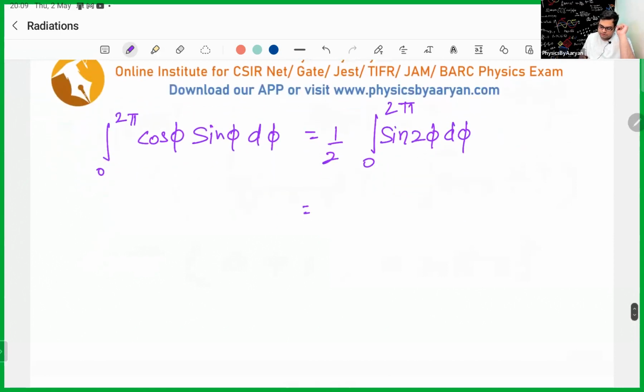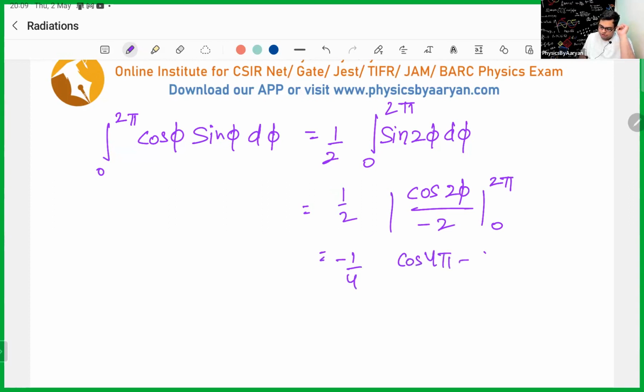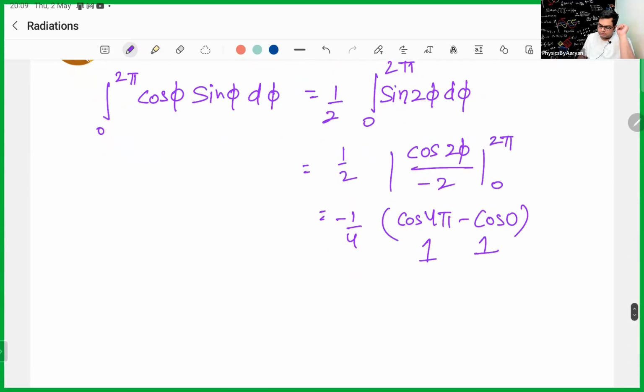The integral of sine 2 phi becomes cos 2 phi divided by minus 2, going from 0 to 2 pi. So this becomes minus 1 by 4 times cos 4 pi minus cos 0. Cos 4 pi is 1, cos 0 is also 1, 1 minus 1 is 0, so this integration is 0.